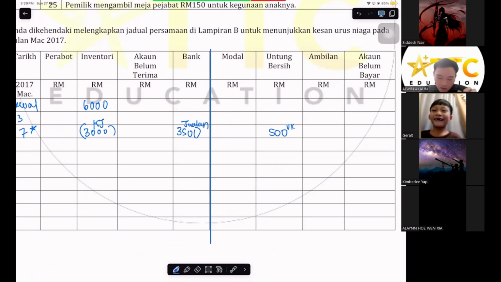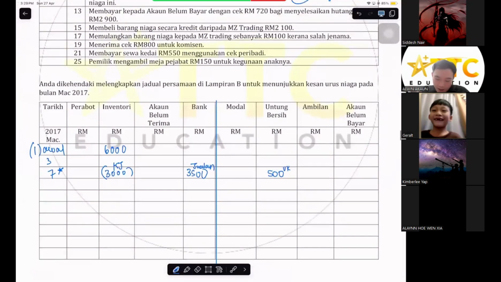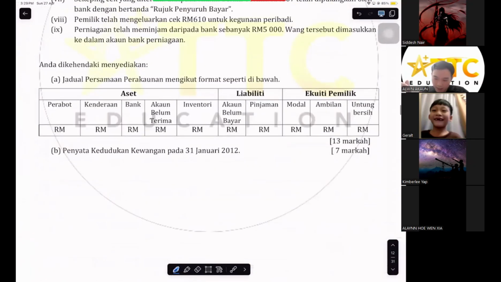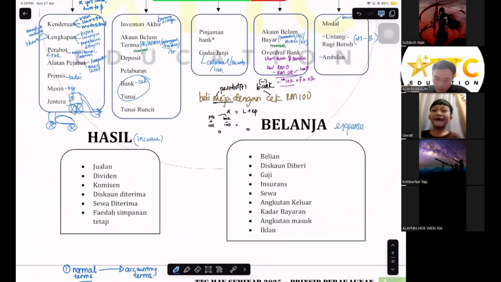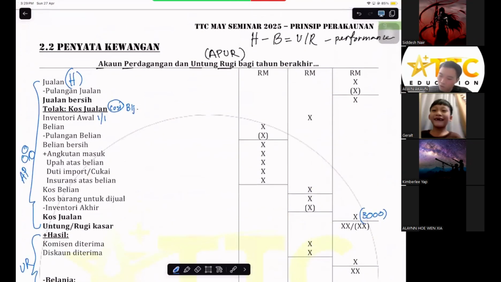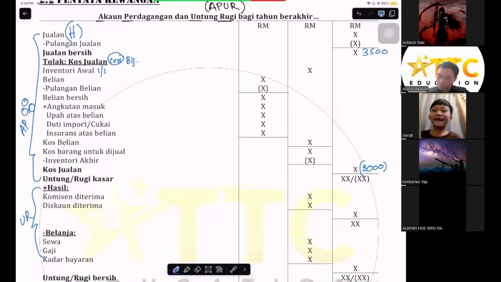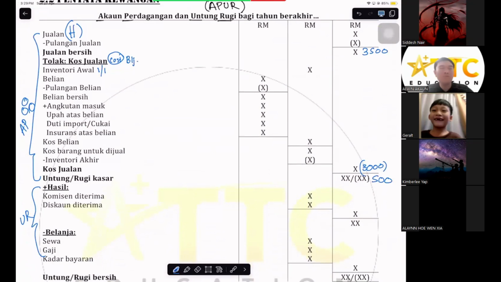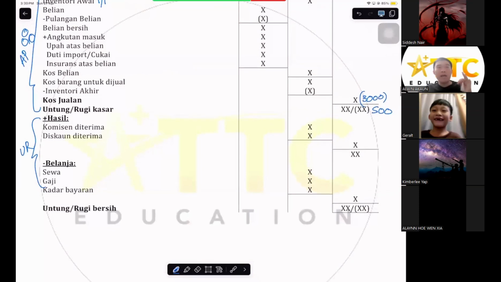You guys got it? So applying this situation above, that will mean your cost jualan is 3,000. Your jualan over here, 3,500, and therefore you get a 500 untung. Your untung kasar will eventually be your untung bersih. At the end of the day, just add on some stuff. But if there's no hasil or no belanja, which doesn't make sense, formula-wise, untung kasar is also equivalent to your untung bersih if without hasil and belanja.